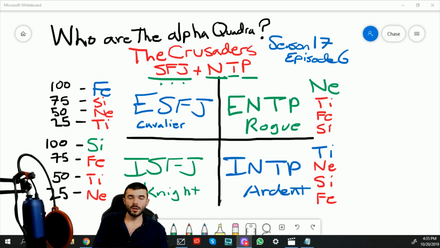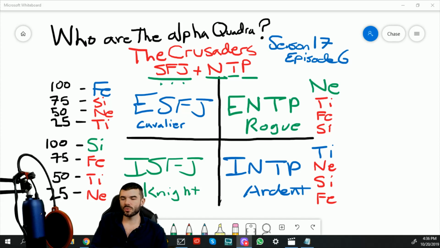So look, a particular example of that. If you notice, each of the four types within the alpha quadra have a different hero function, with the ESFJ having the FE hero, then the ENTP having the NE hero, the ISFJ having the SI hero, and the INTP having the TI hero. So each of the individual cognitive functions within a quadra becomes the hero of each individual type of the four types within a quadra.